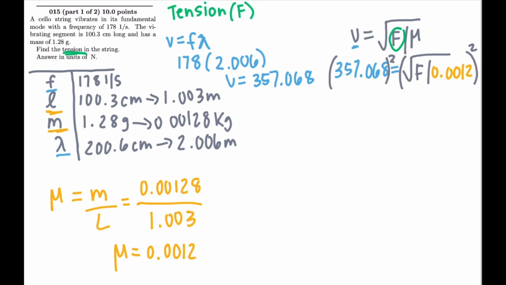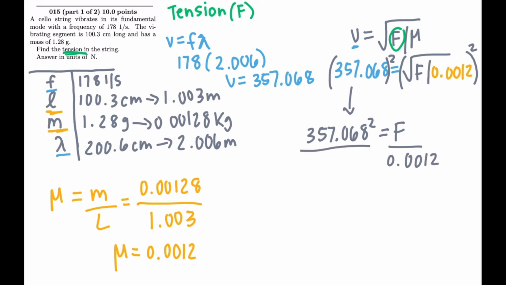Okay, and bring this down. 357.068 squared is equal to the tension force divided by 0.0012, which is our linear density. Okay, now we can cross multiply, right? So to envision this better, I'm just going to put it over like this. We can cross multiply. Not going to do the whole butterfly thing because it'll mess it up, right? And make sure to square this.